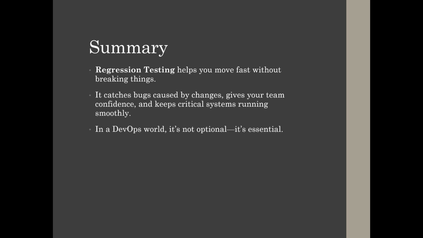As we wrap up this video, here's a little summary about regression testing to help you. Regression testing helps us move fast without breaking things. I know that's always the phrase, right? Move fast and break things? No, move fast without breaking things. It catches bugs caused by changes, it gives your team confidence, and it keeps critical systems running smoothly. We know we're making forward progress because we're not breaking things behind us. And in a DevOps world, it's not optional, it's essential.